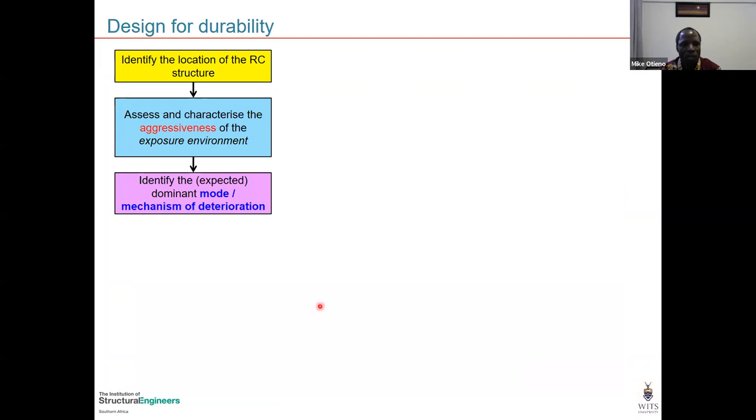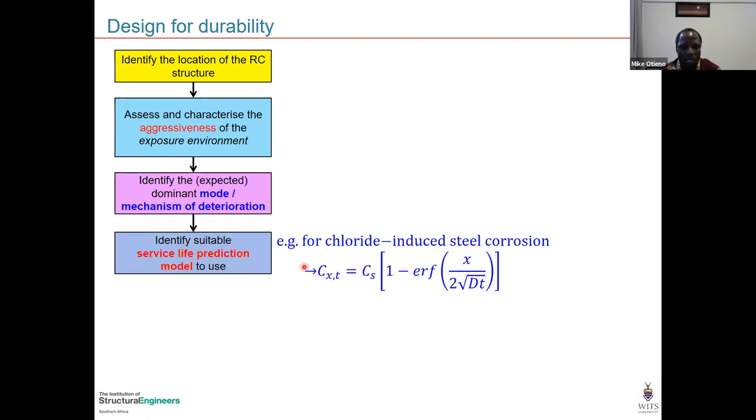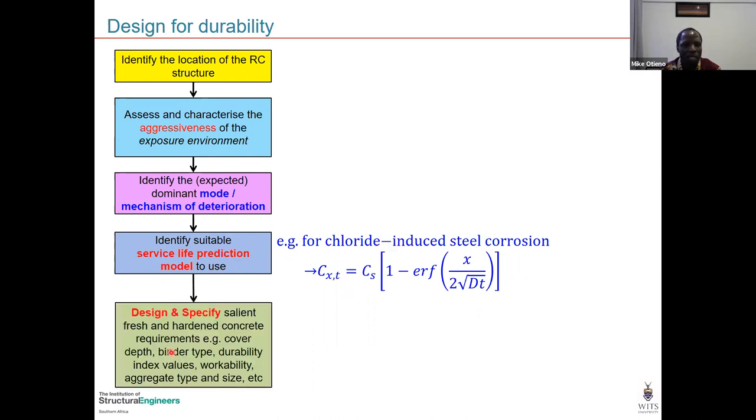Now, the next stage is to then identify the mode of deterioration in the environment. So for example, if you're in a marine environment, you will know that it is chloride-induced corrosion. If you are in an area that has, for example, spring water, you may suspect soft water attack and so forth. Then once you identify a suitable service life prediction model, like for example, the one that I gave, this is the case for chloride-induced steel corrosion, then you can proceed with service life design.